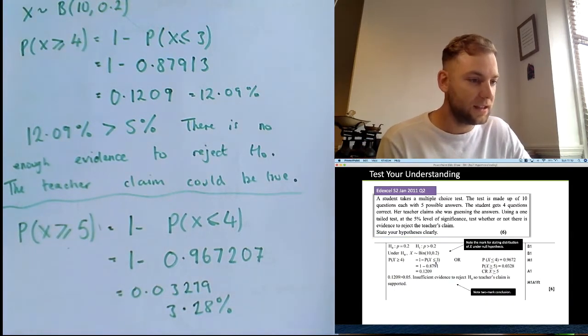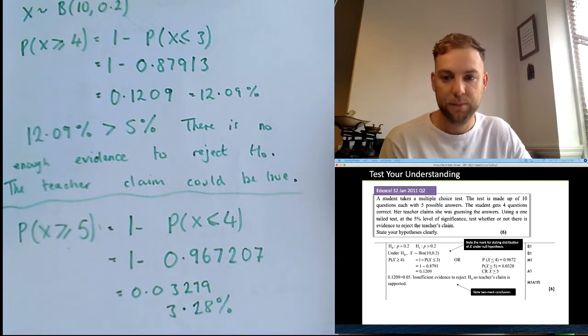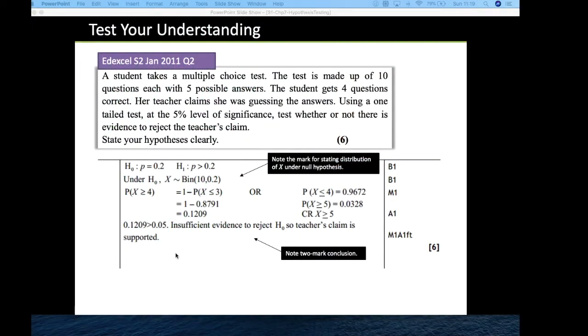So these are the two options here. I'll make this big so you can see it. The first method we used was just looking at the probability. So we found that the probability was equal to 12.09, brilliant, which is greater than 0.5. So there's insufficient evidence to reject H0, so the teacher's claim is supported. They've also done on this side the critical regions like we did. You don't need this part, you still get the marks for this. So the critical region for this case is x is greater than or equal to 5. So the final sentence here would be because the student only got 4 marks correct, she is not in the critical region.